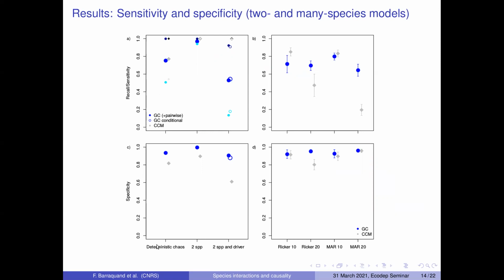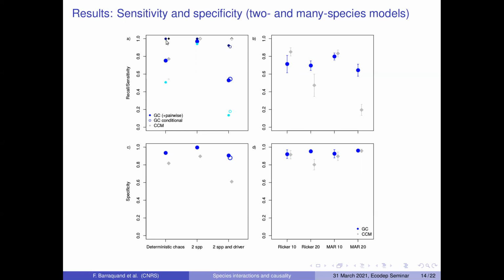And we will first look at deterministic chaos. So I have the results for Granger causality in blue, and the results for convergent cross mapping in gray and black. So for the sensitivity, what you see here is that quite surprisingly, Granger causality and convergent cross mapping give almost identical results. So the big dots and diamond here, they represent both interactions.